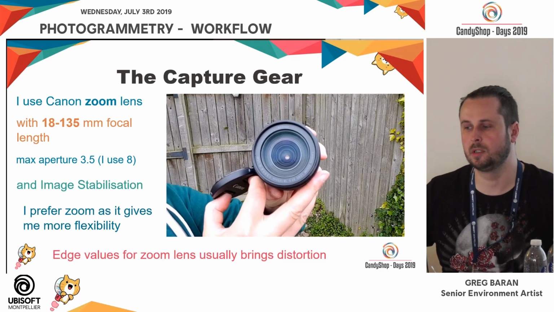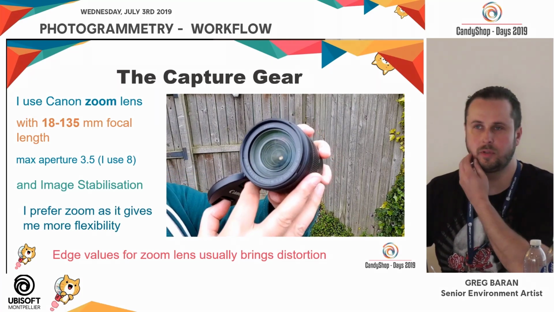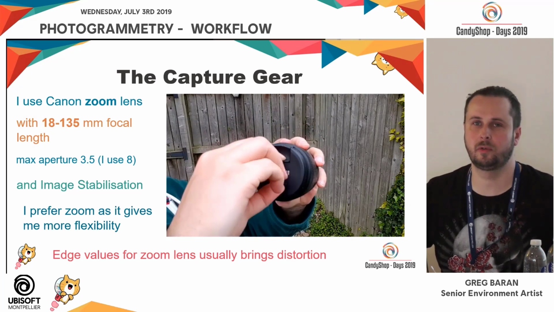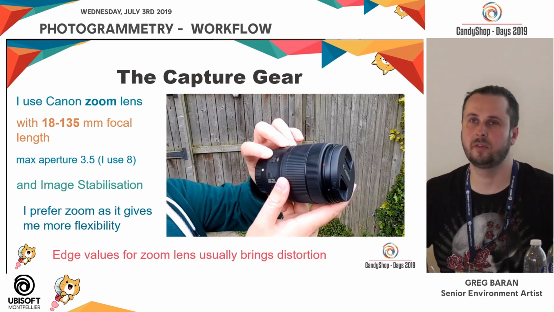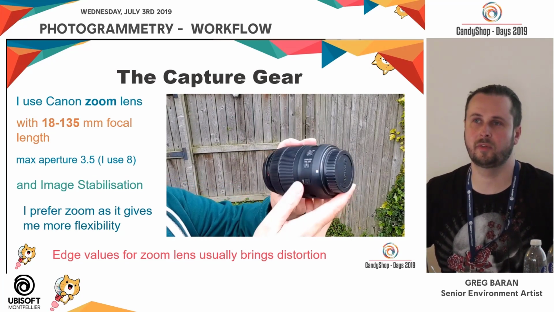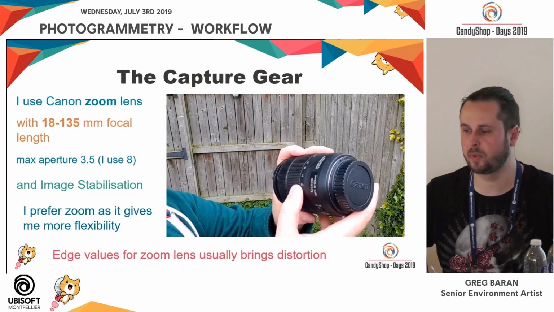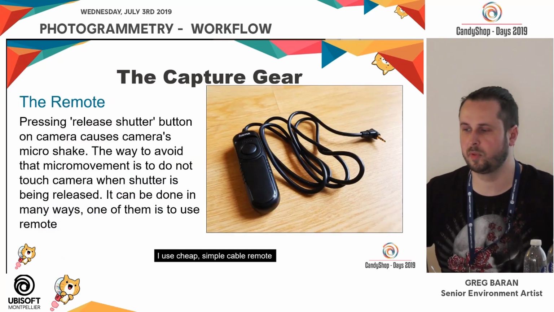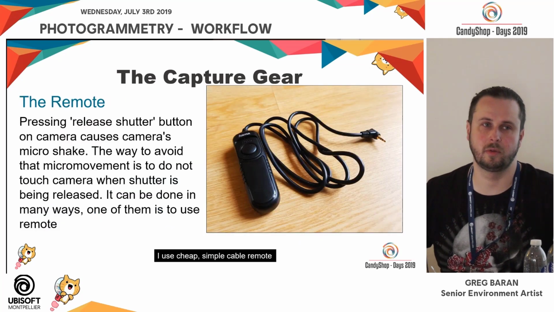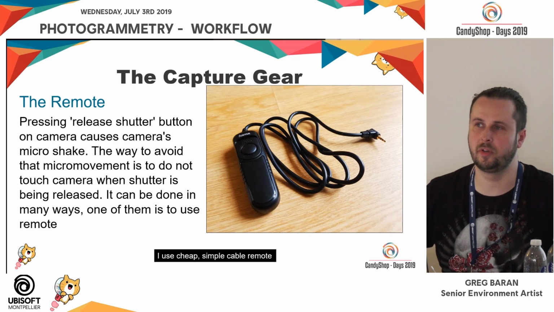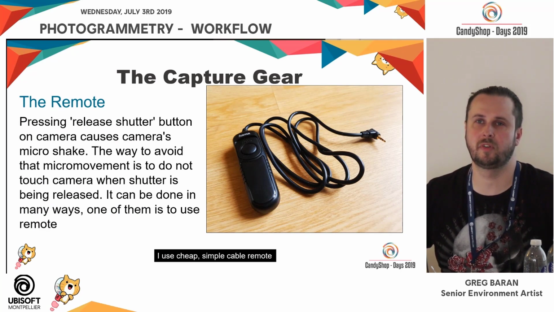And when you've got a zoom lens, you shouldn't shoot with edge values because usually zoom lenses are made this way that if you are setting the lens to the edge value, it has a lot of distortions on perspective. So it should be avoided if possible. Also, I would suggest to use a remote because when you release the shutter, it shakes the camera, and even if it's a micro shake, we are losing a few pixels.